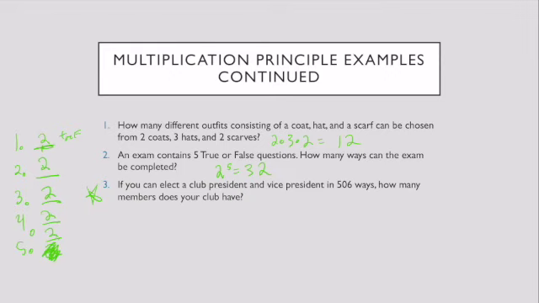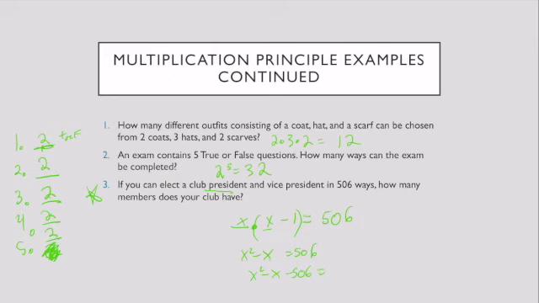So if you can elect a club president and a vice president in 506 ways, how many members does your club have? So all I know is I have so many choices for my first, right? I got to pick a president. But then the president can't also be the vice president. So I have that many choices minus 1. And I should probably pick a variable, huh? How about x? So here I have x times x minus 1 equals 506. I'm going to go ahead and multiply this together and set it equal to 0.